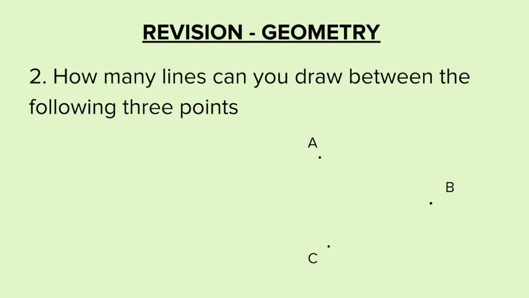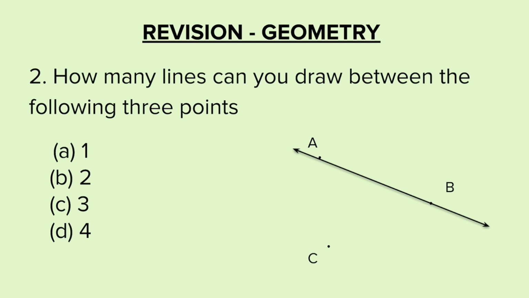Now second question, how many lines can you draw between the following 3 points? Now instead of line segment, they have asked us for lines. Options are same, 1, 2, 3 or 4. We can draw a line between A and B, between B and C, and between A and C. There is no other line that you can draw, so the answer in this case also is 3.